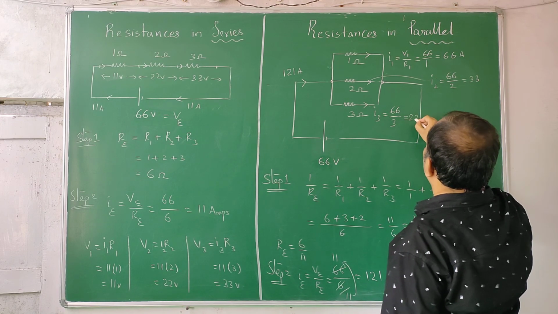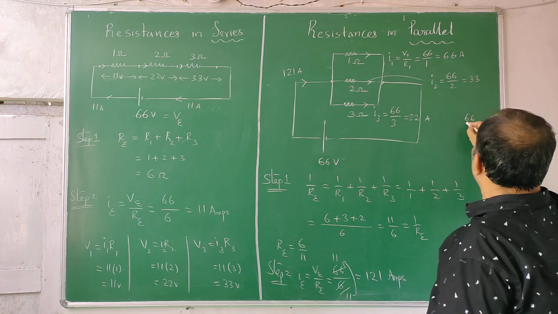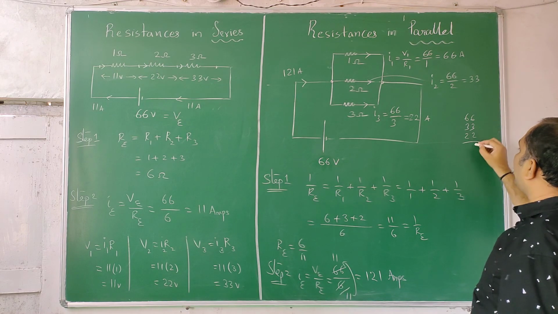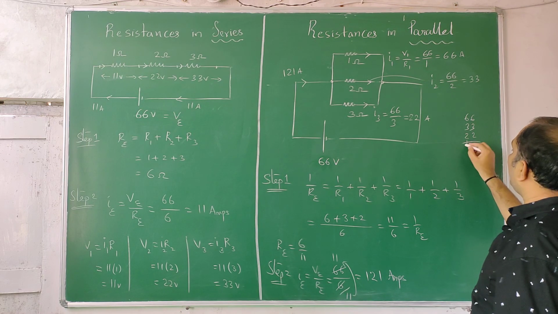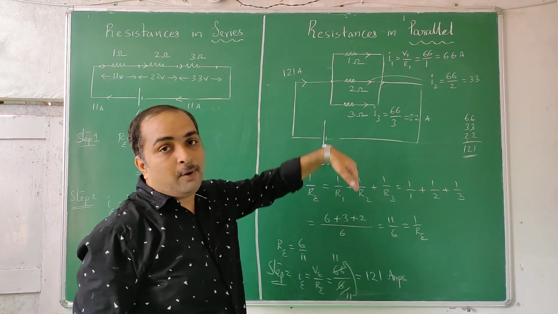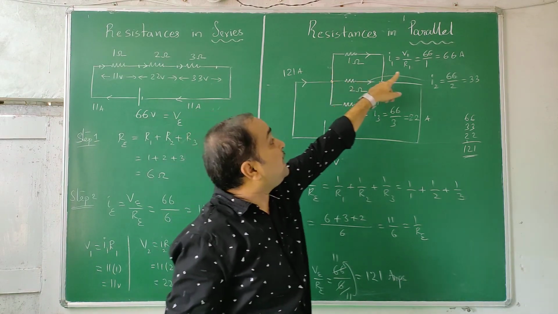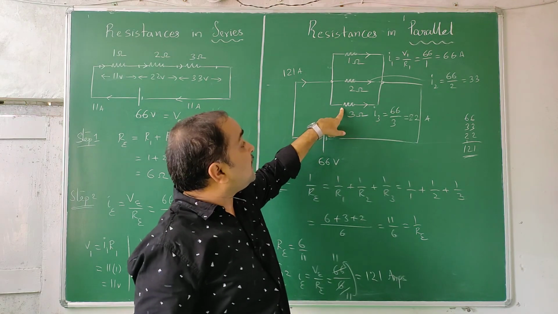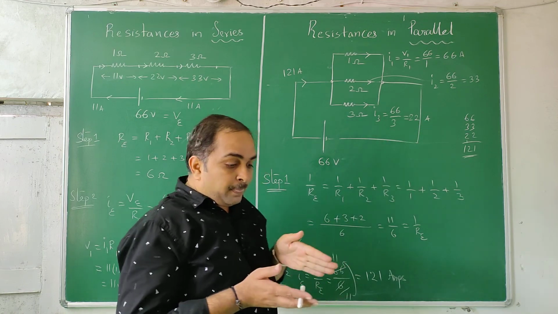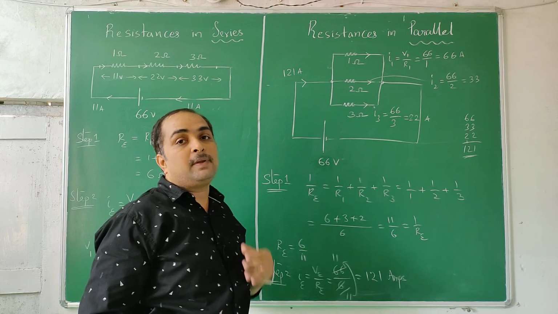That is 22 amps. So add all this: 66 plus 33 plus 22. How much you get? 121. So whatever current has gone in, that much current came out. So how the distribution was there? The resistor which is having low value has high current, 66 amperes. The resistor which is having high value, 3 ohms, has low current in it. So magnitude of current will be more in a low resistance.